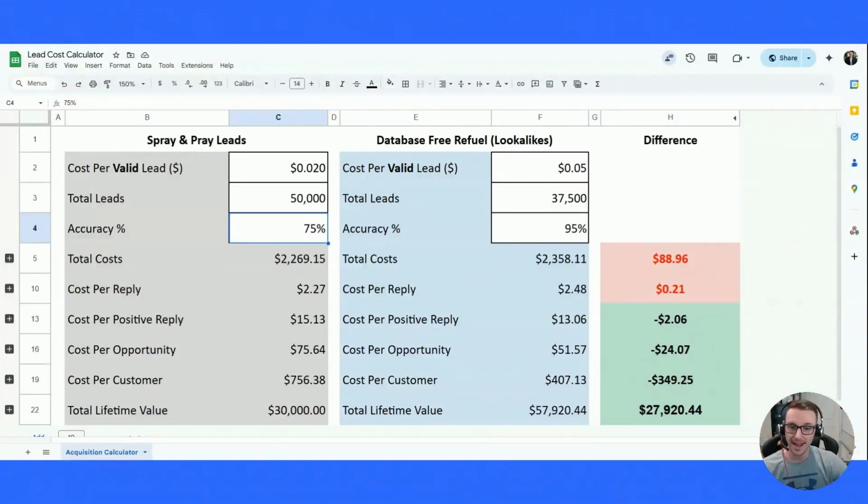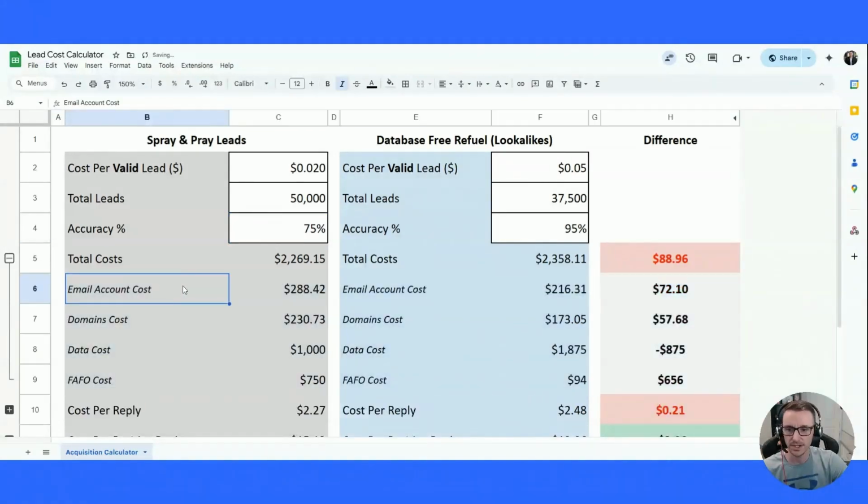And the problem with inaccurate data is a number of things. Outside of the normal, you're going to spend more money on the data, you're going to have more bounce rates, and you're going to have more spam complaint rates, so your leads are going to mark you as spam more often because you're reaching out to irrelevant people, okay?